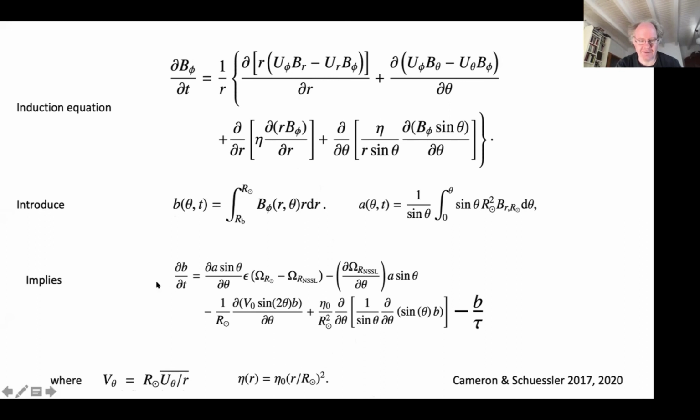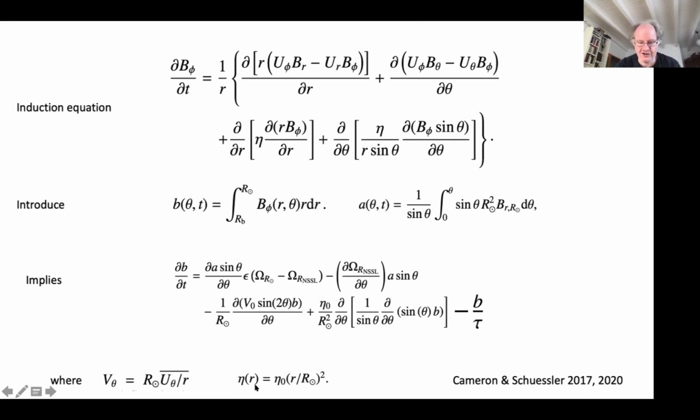We can simplify just by mathematical definitions, and we end up with this equation here. This equation gives us the time evolution of the toroidal field. We've introduced a V feeder, which is the return flow of the meridional circulation somewhere beneath the solar surface. It's an average of the actual flow over the radius where the magnetic field is stored.